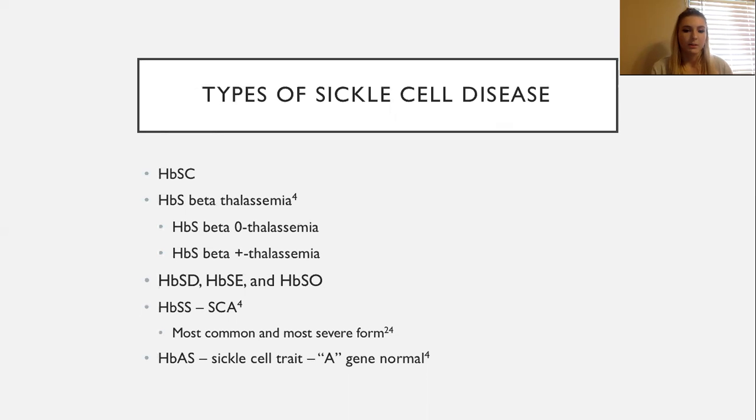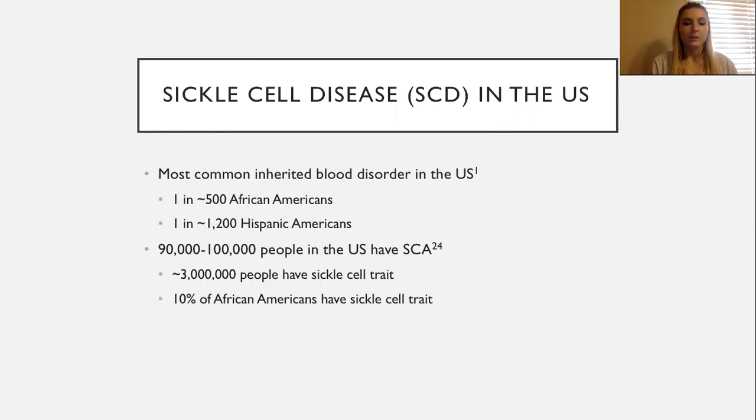And then you've got the hemoglobin AS, which is just the trait, because the A gene is the normal gene that you would inherit. So it's the most common inherited blood disorder in the United States. There's about 1 in 500 African Americans that have it, and about 1 in 1,200 Hispanic Americans that have it. Total comes out to about 90,000 to 100,000 people in the United States with sickle cell anemia. And then about 3 million people have the sickle cell trait, and 10% of African Americans have the sickle cell trait. So African Americans in America are a lot more prone to having the trait.